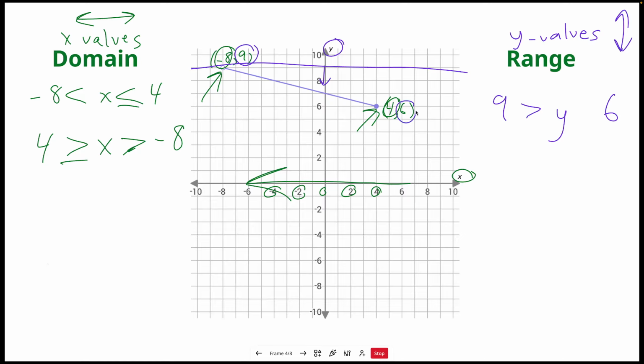And then from the 6 on this graph, are we going up or down? Well, this graph goes up. So we would say y has to be greater than 6, and it's greater than or equal to because it's a closed circle, and it's an open circle on the left. Again, if we wanted to rewrite it, then it would look like this: y is greater than or equal to 6, but y is less than 9.